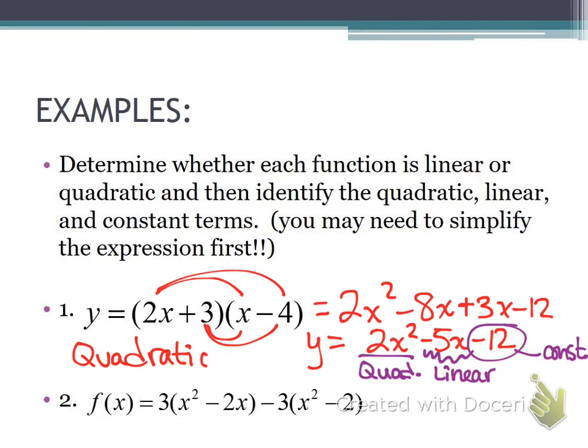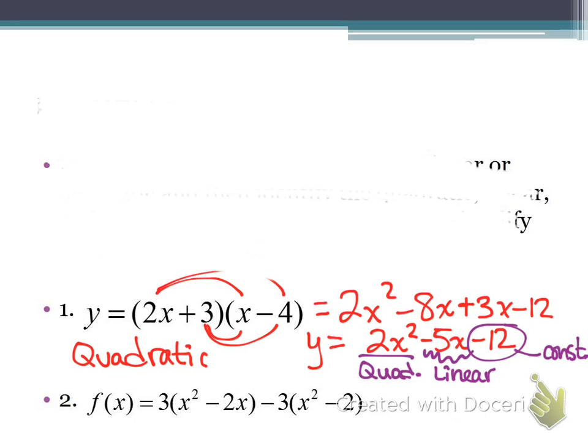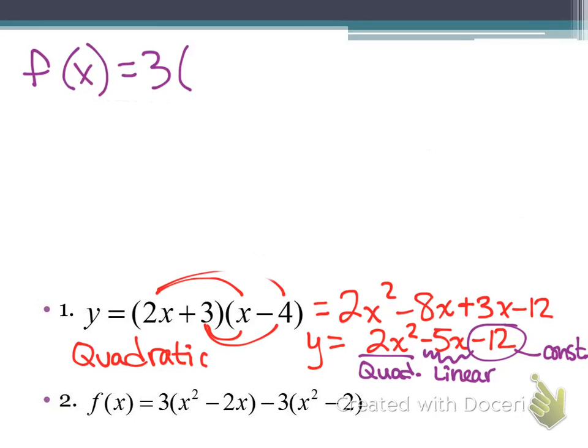I'm running out of room. On we go. So that second problem, I'm going to erase part of the top of the screen so that I can rewrite it up at the top. We'll follow those same directions, but it's hard to work with it all the way at the bottom there. But it says that f of x is equal to 3 times x squared minus 2x minus 3 times x squared minus 2.